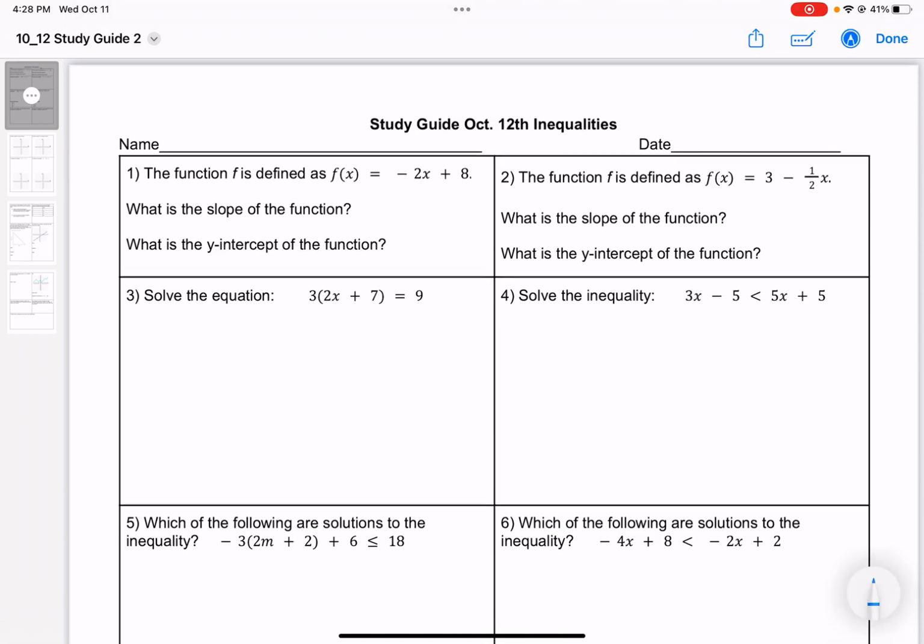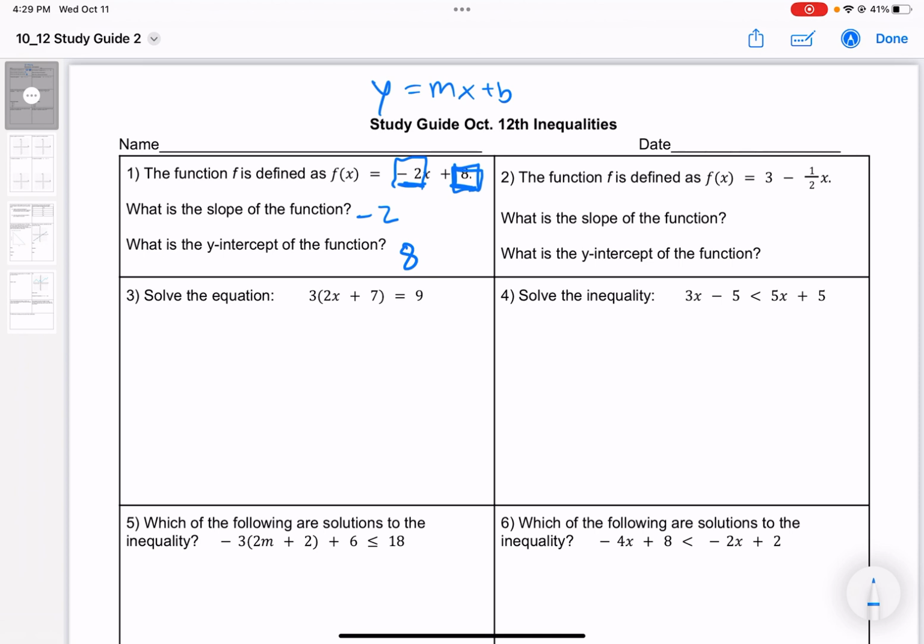Question 1 says the function f is defined as f of x equals negative 2x plus 8. What is the slope of the function? What is the y-intercept of the function? So this is a linear equation. Every linear equation has 2 parts, a slope and a y-intercept. We typically see this as y equals mx plus b, but that doesn't mean the second number is always b. B is the constant, and the slope is the coefficient to x. And so b, the y-intercept here, is 8. The slope of the function is negative 2. All right, the coefficient to x.